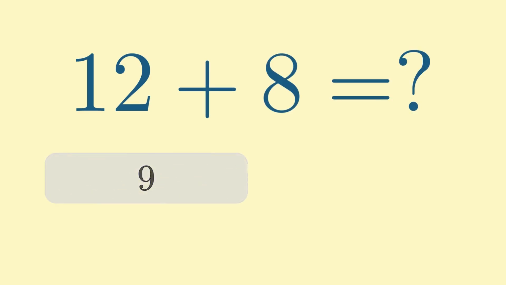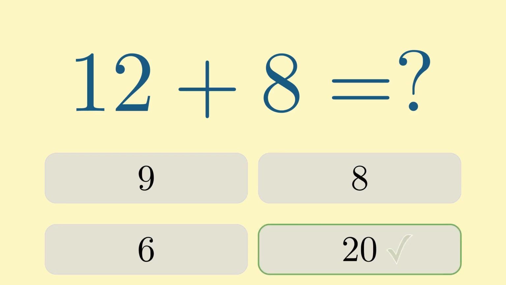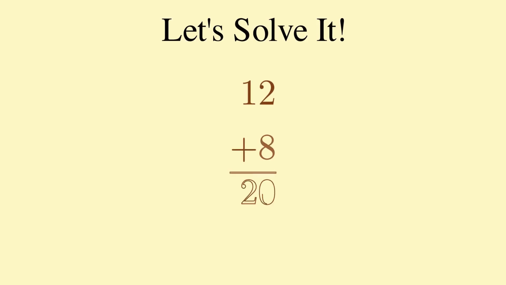Take a look at the 4 answer choices below. You have 5 seconds to choose the correct answer. 5, 4, 3, 2, 1. Time's up. The correct answer is 20. Now, let's see how we got this answer. When adding 12 and 8, we align them in column format. 12 plus 8 equals 20.